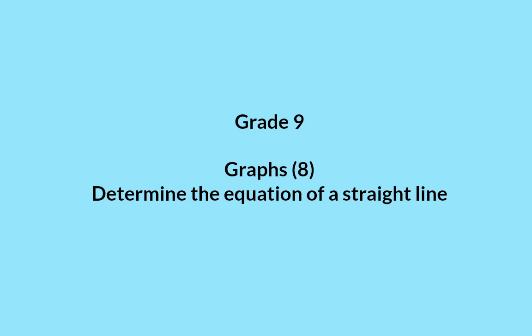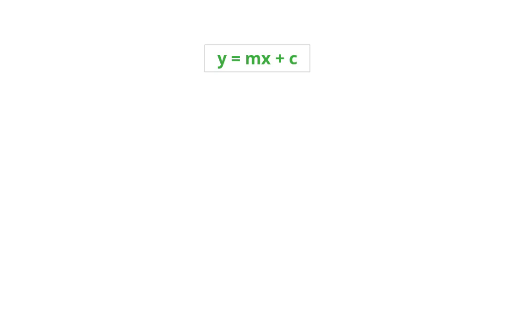In this video for Graphs Grade 9, we're going to have a look at how to determine the equation of a given straight line. The standard form for the equation of a straight line is y is equal to mx plus c, where m indicates the gradient and c the y value of the y-intercept.